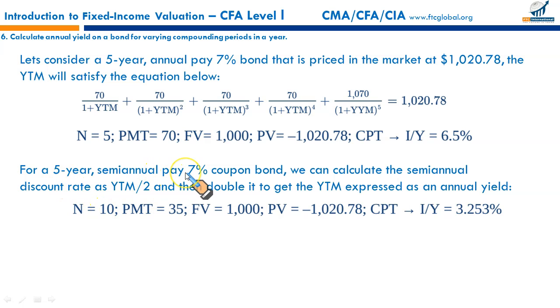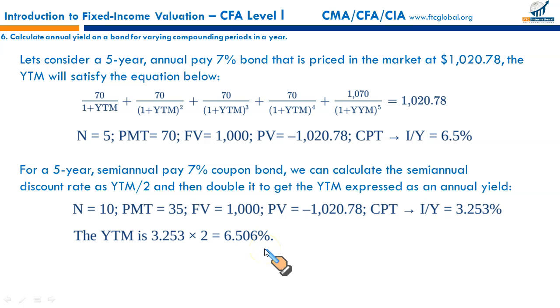The coupon payment will be 7% of par, that is 70 upon 2, 35. The face value is 1000, PV is the current price we just discussed a little while ago. And then by using the TVM computations, the yield will be 3.253%. And then since it's on semi-annual basis, you need to multiply it with 2 to get 6.506.